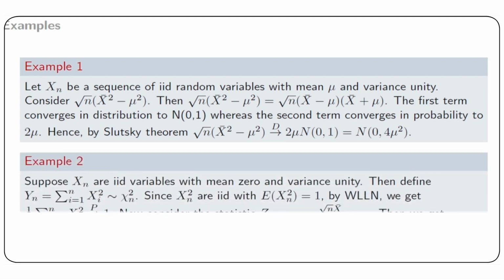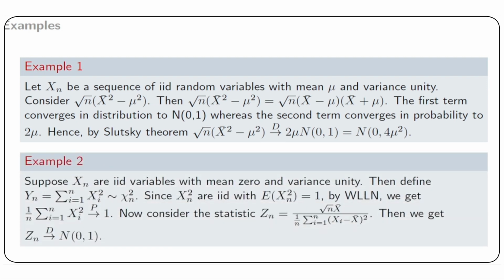Consider our next example. Suppose Xn are IID random variables with mean 0 and variance unity. Then define Yn as the sum of squares, that is summation i from 1 to n Xi squared. Then naturally Yn has a chi-square distribution with n degrees of freedom. Since Xn squared are IID, here we are using Xn squared as our observation. So since Xn squared are IID with mean 1, it follows from the weak law of large numbers that their average, that is 1 by n summation i from 1 to n Xi squared, converges in probability to 1.